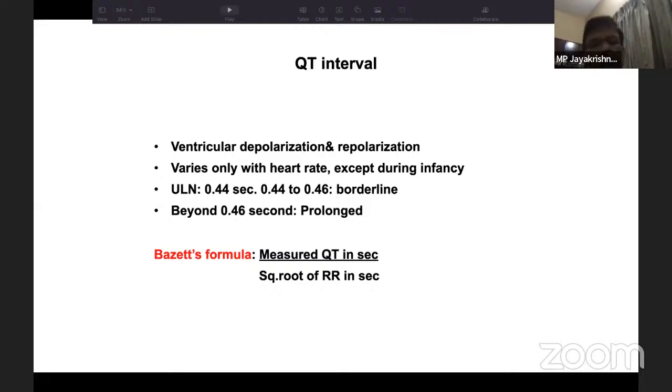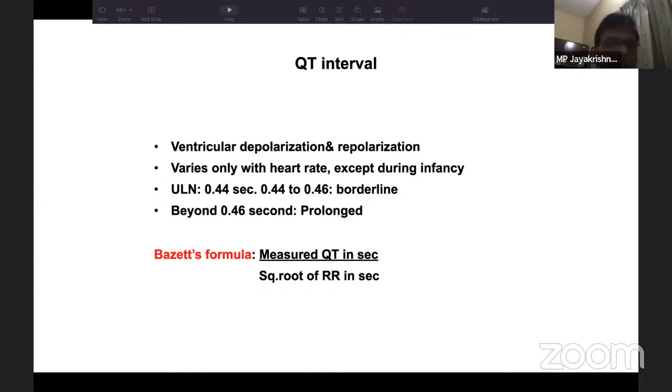So you are correcting it using Bazett's formula. Bazett's formula is measured QT in seconds divided by square root of RR interval in seconds. So you actually measure the QT interval in seconds, then you look at the preceding RR interval also. Then you use this formula. This is called Bazett's formula.